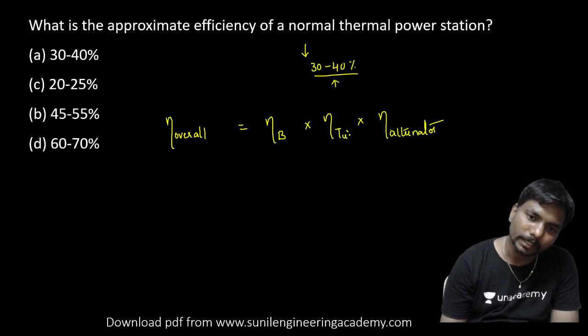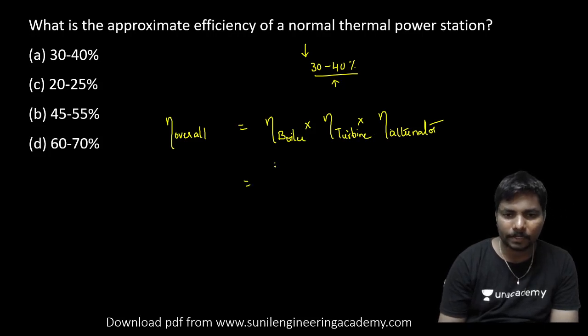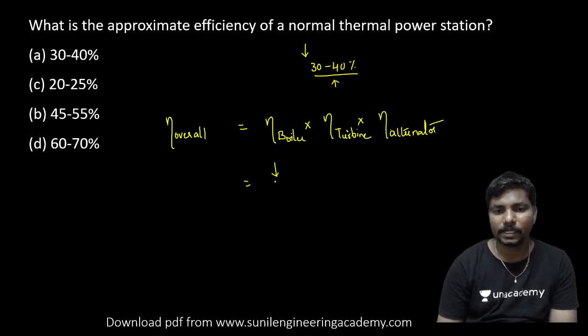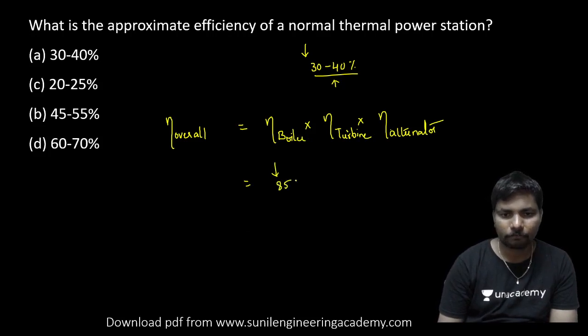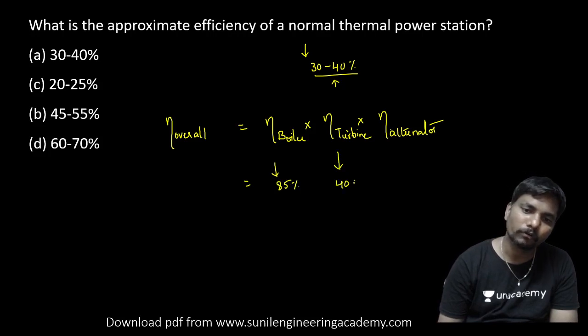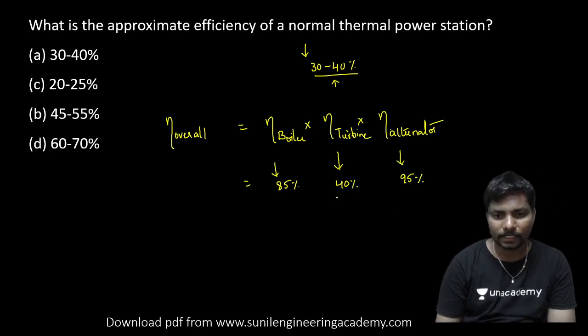The boiler efficiency may be approximately 80 to 85%. But turbine efficiency is limited to 40% only. The alternator can get up to 95%. Why is the turbine efficiency less?